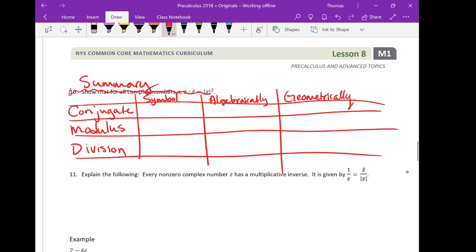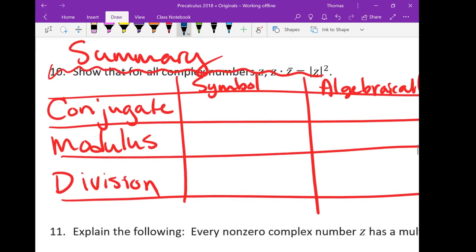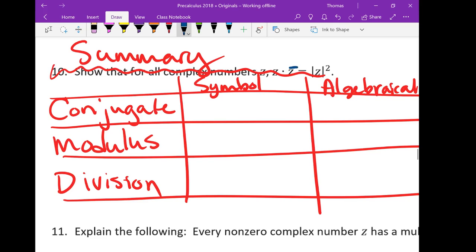So we can fill in two of these rows already. The conjugate in symbols, I don't remember if we mentioned this, is a little bar on our z. When you see a little bar on top of your z, that means find the conjugate, or it means the conjugate of z. That's how you would read that symbol.